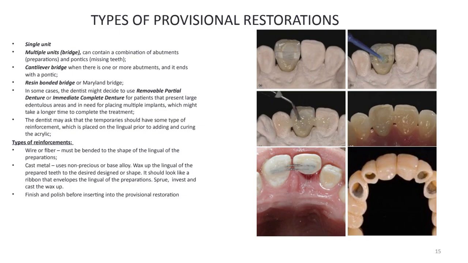So there are different types of provisional restoration, like we talk about single unit, multiple unit bridges, cantilever bridges that use a pontic at the end. Most of the cases it's at the end of the bridge, so it could be posterior or anterior. Resin bonded bridges or Maryland bridges, removable dentures, immediate complete dentures. So there are different types of restoration, and we have to understand what type of restoration, and when that type of restoration is necessary for the patient.